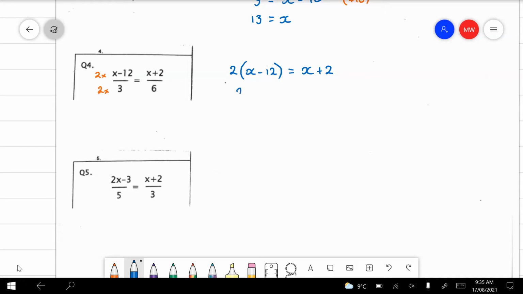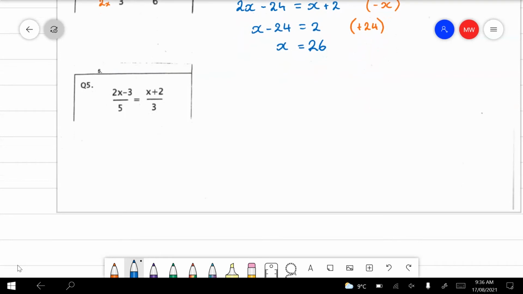Expand. 2 groups of x makes 2x. 2 groups of minus 12 makes minus 24. On this side I've got x plus 2. I'm going to subtract x, so honey bracket. Now I'm left with x minus 24 equals 2. It says to minus 24, so I'm going to add 24. Do that to both sides. All I'll have left is x, and all I'll have left is 26.